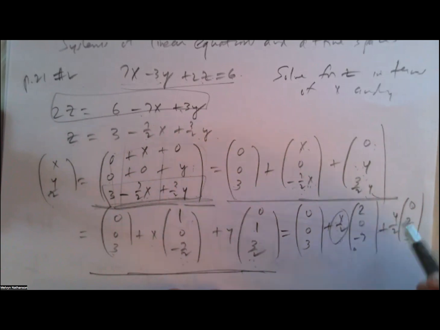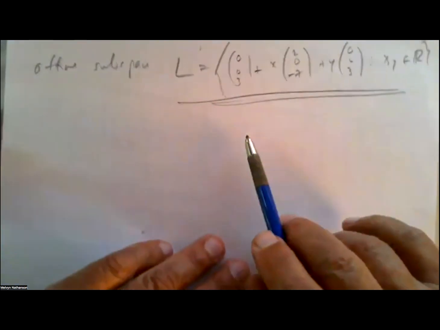But if I want to avoid fractions, I could leave it like this. This is 100% correct. But in the form in which it was given in the problem, I factored out a half from this vector. So I got x over 2 instead of x times this, that's the same as x over 2 times (2, 0, -7). And this is exactly the same as y over 2 times (0, 2, 3). And x over 2 and y over 2, again, these are any real numbers. So this is just a linear combination of these two vectors plus this. So that's how I get my solution space.